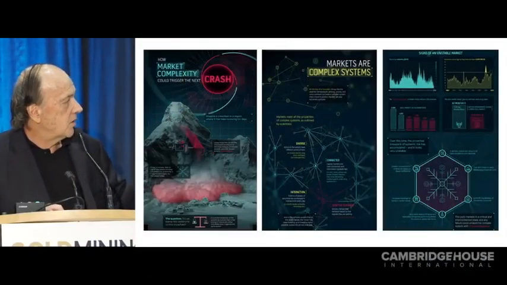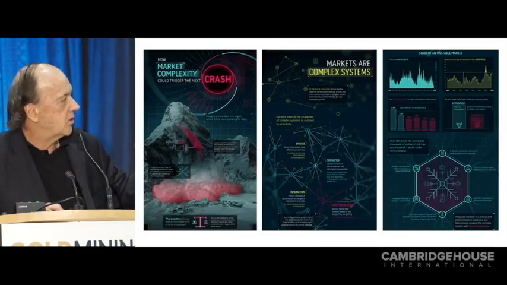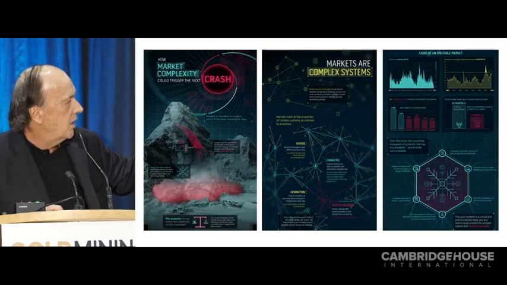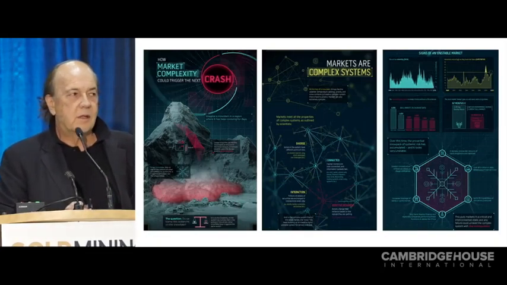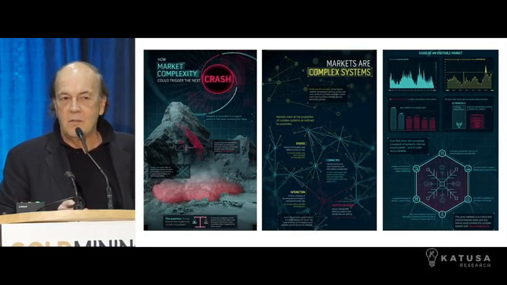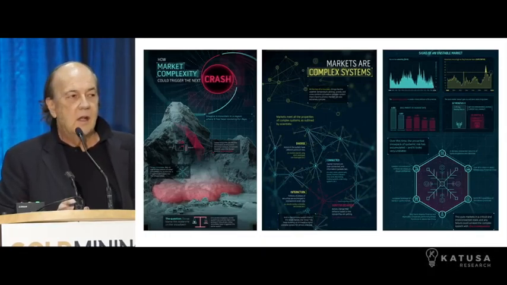And by the way, I apologize for the fact that these are hard to read. I took these from an infographic, but it doesn't matter. I'll just talk you through them. So we start with the fact that markets are complex systems. Now that's important because that is not a standard model. There's very good evidence for it, but the standard models are linear.